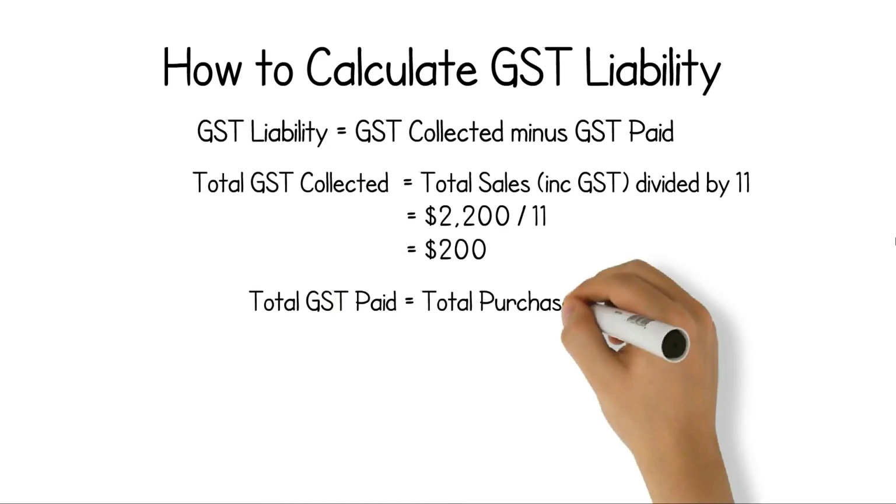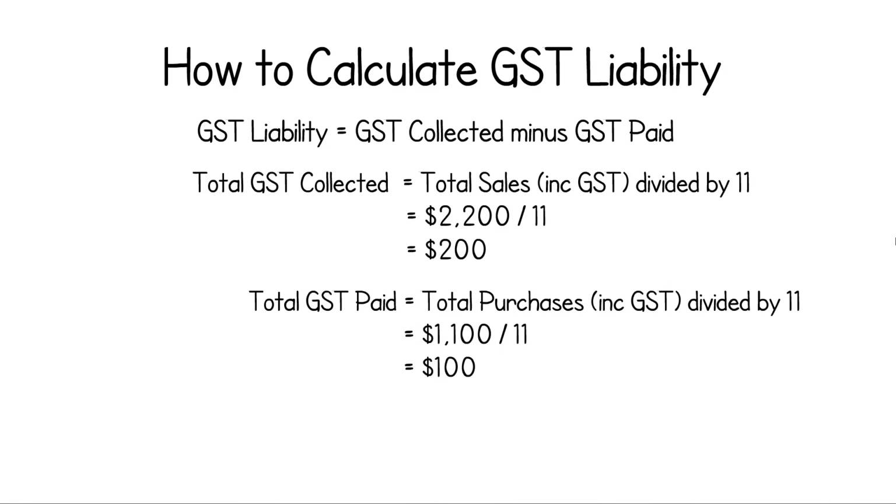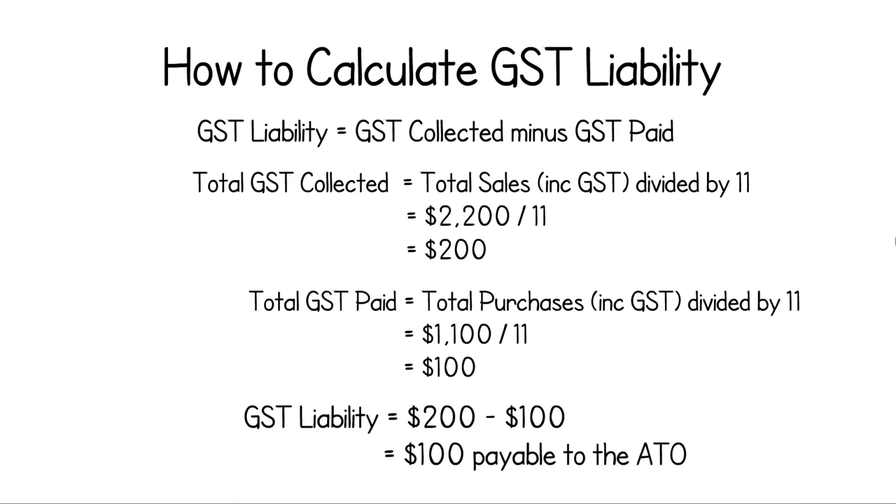Secondly, the total value of GST paid is calculated by dividing the total GST inclusive purchases by 11. In this case, $1,100 divided by 11 is $100. Since the store has collected more GST than it has paid, it has to pay the excess to the ATO. If it had paid more GST than it had collected, it would receive a refund from the ATO.